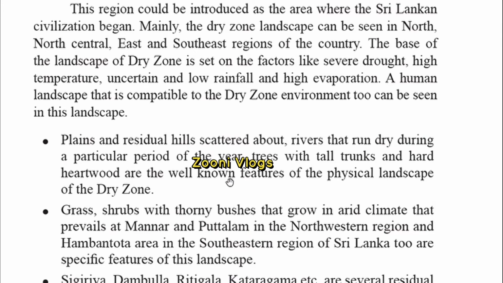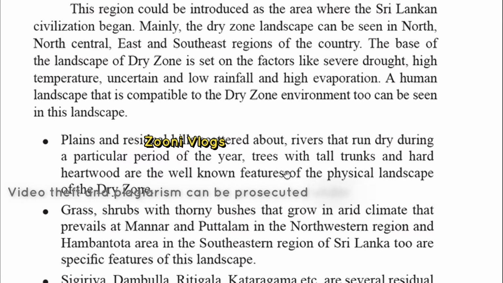Now here, plains and residual hills scattered about, rivers that run dry a particular period of the year. When you are watching the television, we can imagine this, because most of the people who are living in the dry zone usually are facing these types of things, because usually they are facing droughts. So trees with tall trunks and hardwood also. Those are the well-known features of the physical landscape of the dry zone.